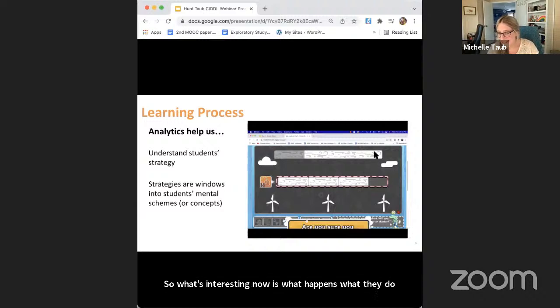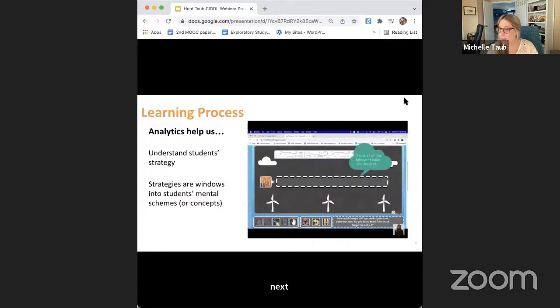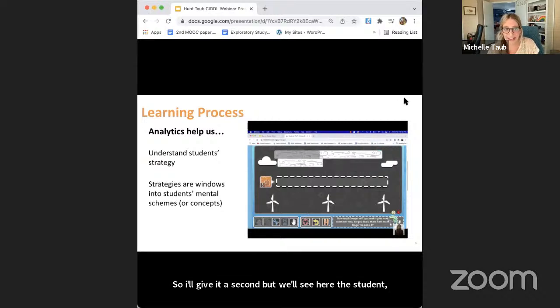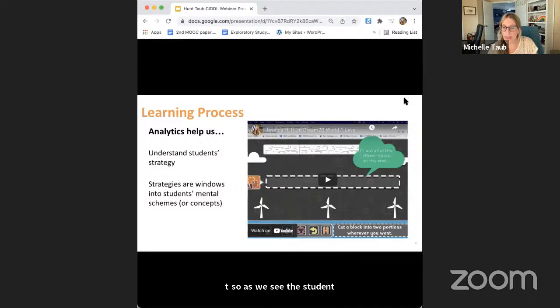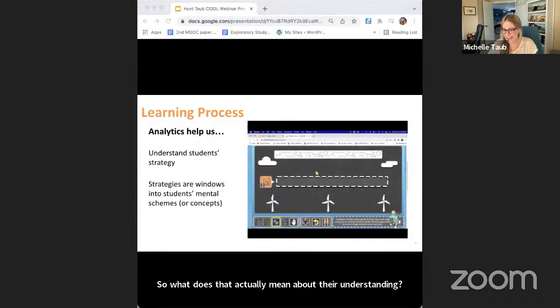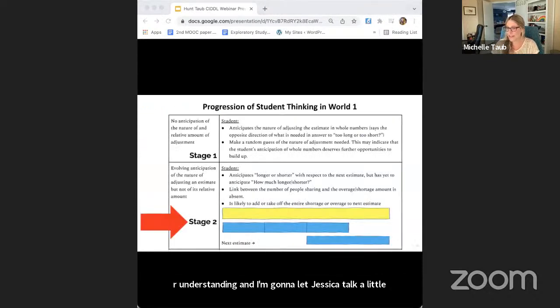I'll give it a second, but we'll see here the student restarts, and they're going to make another cut. As we see, the student made the bar longer and it was too long. What's interesting is what they added was the amount that they were short by on the first round. So what does that actually mean about their understanding? I'm going to let Jessica talk a little bit more on the next slide about that, but it's just very interesting to see the process of what they did.